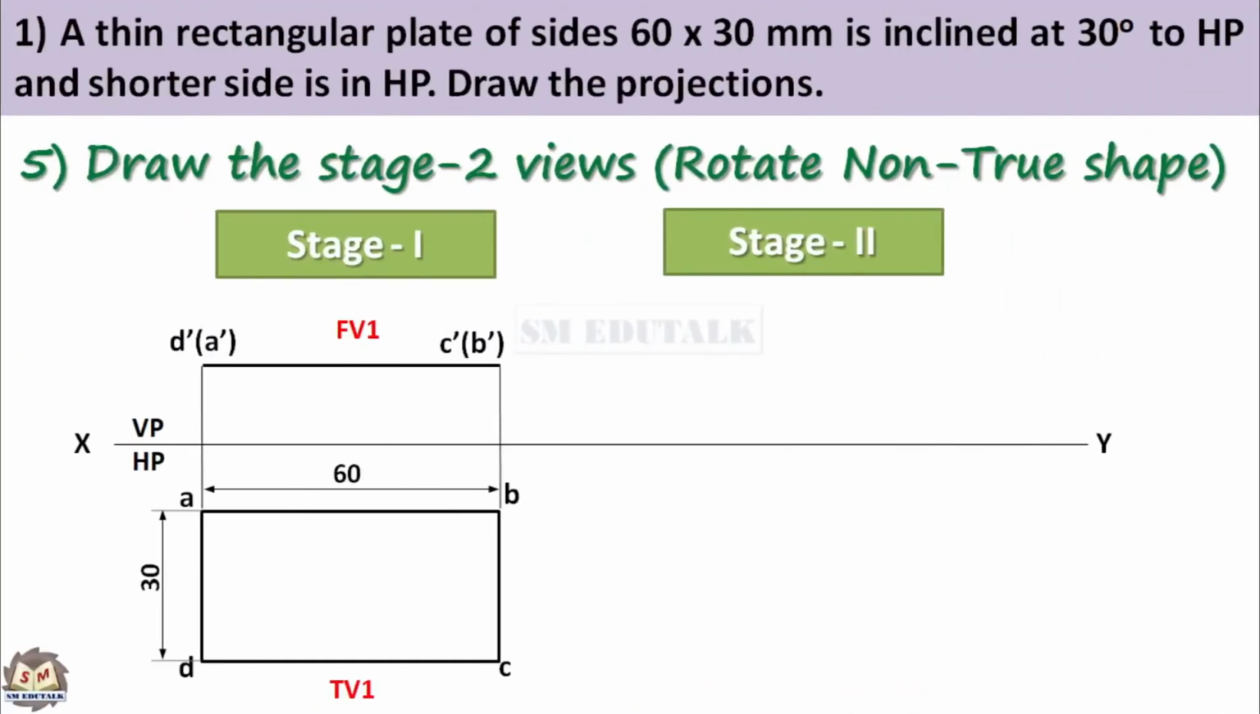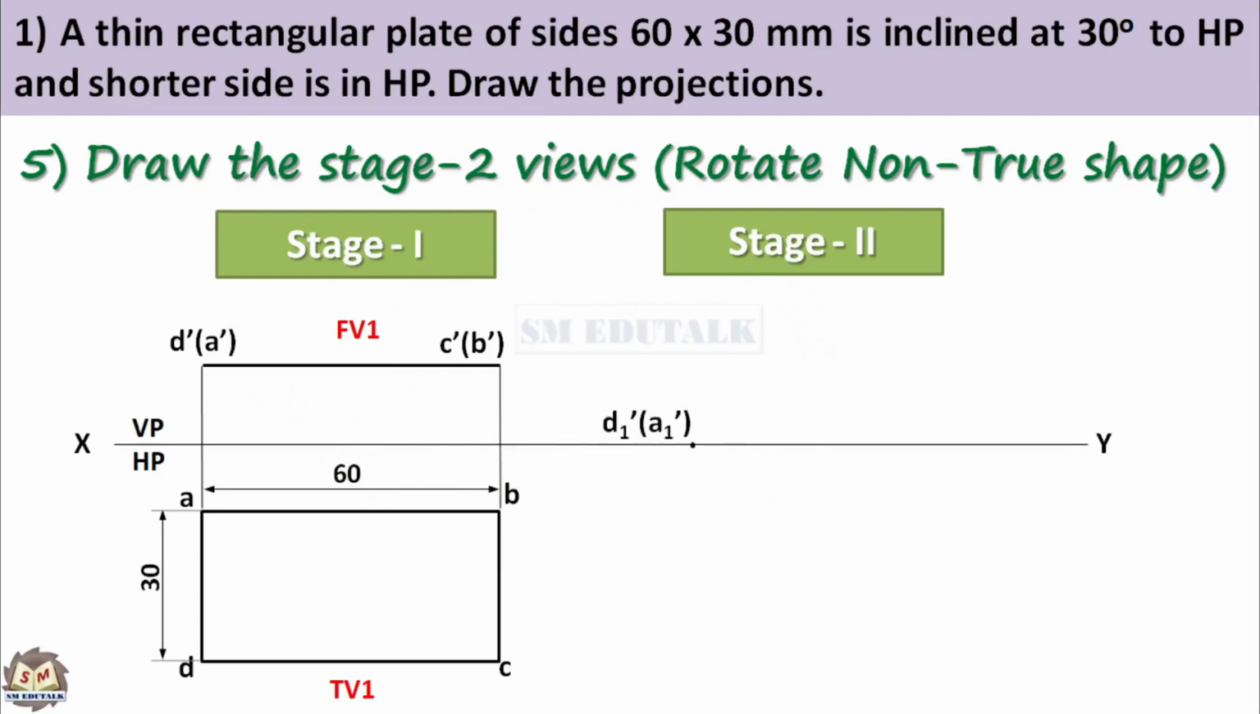It is given that the plate is inclined at 30 degrees to HP. So, rotate the non-true shape. Here the true shape is the top view, so the non-true shape means the front view. So, rotate the stage 1 front view and draw it in stage 2 as a front view. You have to use the same XY line for both the stages.